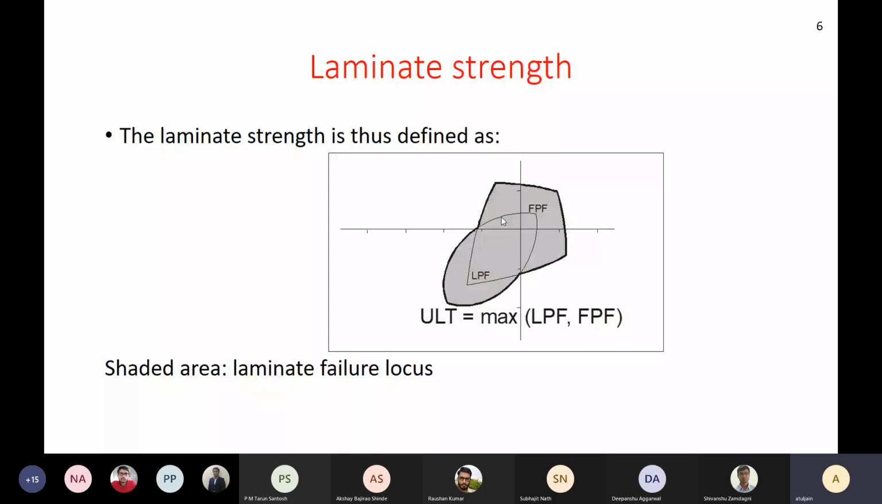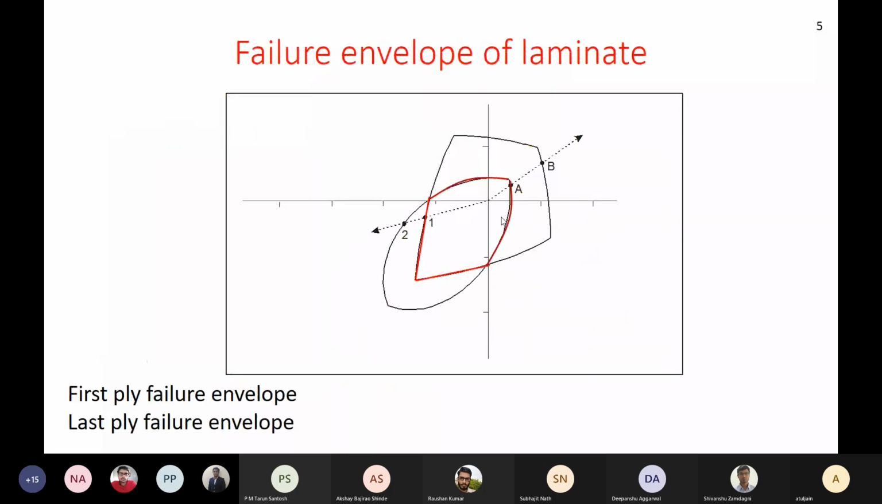So the laminate strength can be defined as the maximum of last ply failure and first ply failure. At that point, your laminate is definitely going to fail. So at A and 1, at least one of the laminas is going to fail. At B and 2, your entire laminate is going to fail.